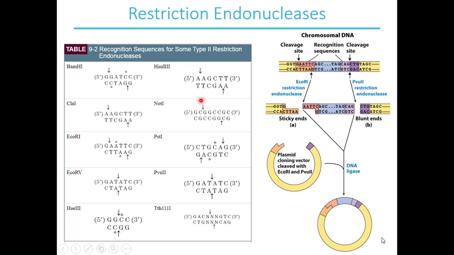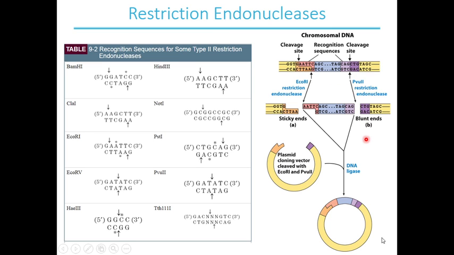Shown in this table are some of the commonly used restriction enzymes in DNA recombinant technologies. And as I said before, restriction enzymes have specificities for specific sequences, and they can either result in a sticky end or a blunt end, depending on which restriction enzyme one is using.